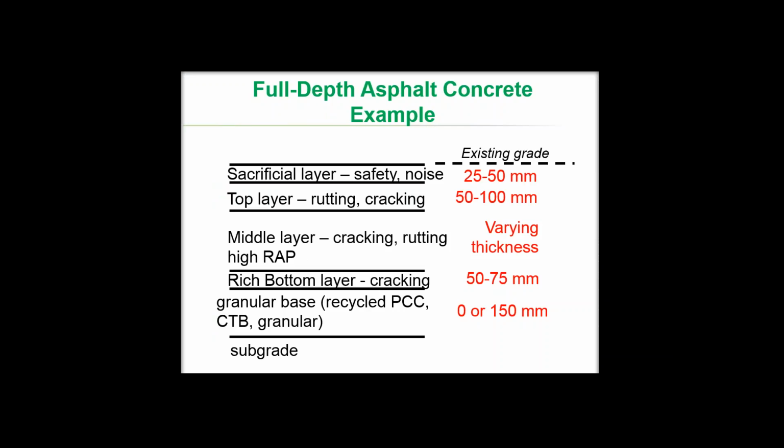An example of a full depth structure is that sacrificial surface layer, which might be an open graded mix for safety and noise and smoothness. A top layer designed for rutting and cracking, 2 to 4 inches thick. A middle layer, which can have very high RAP content in it to provide resistance to bending and some resistance to cracking and rutting. And an example would be a rich bottom layer or some other layer that has high cracking resistance. And this is placed on what's left of the existing pavement that you've left in there. This is an example. There's a number of ways to go about this, and there is guidance from NAPA on perpetual pavement design.